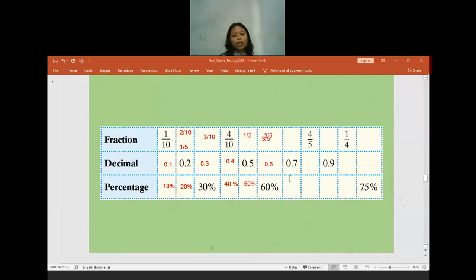Now what about the 0.7? 7 out of 10, and 70%. Okay, 7 by 10. 70%. Good job.